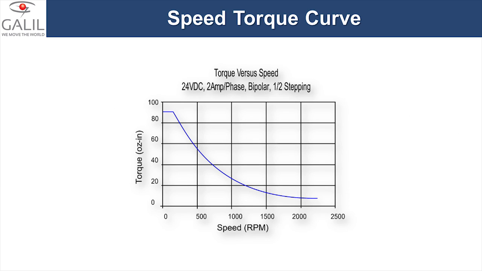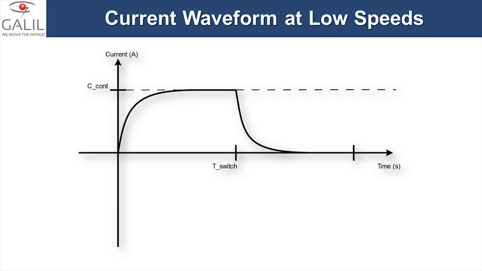Another limitation is that torque isn't available at higher speeds. Shown here is a typical speed-torque curve for a stepper motor. Notice how it works. The torque is relatively constant up to about 200 RPM in this case. Then it drops off until it reaches its maximum possible speed. Why is this? The answer lies in the physics of how the motor works.